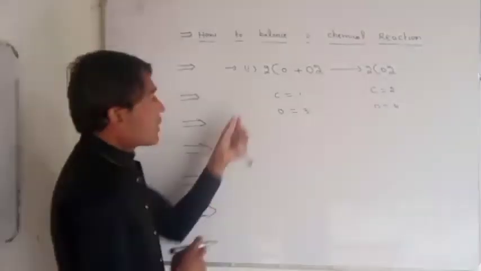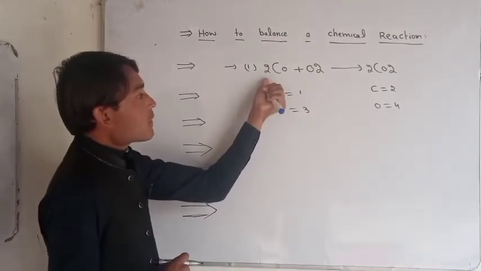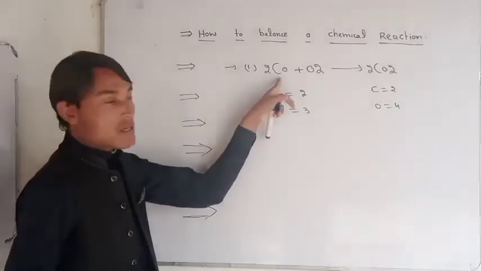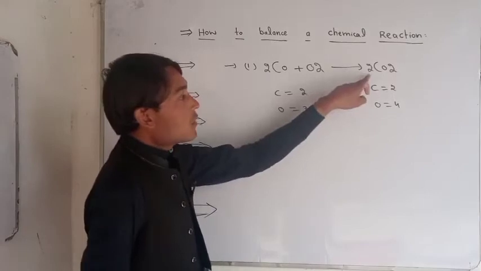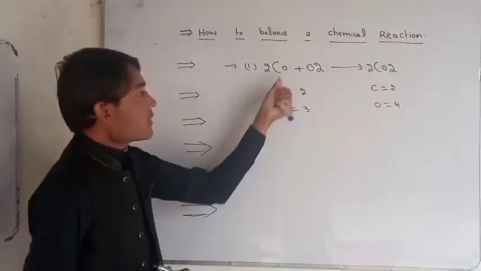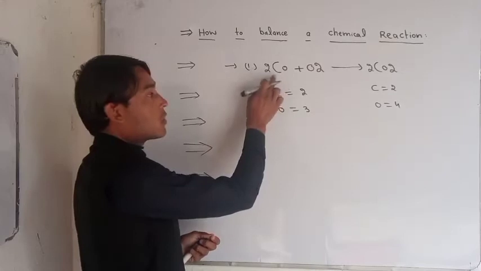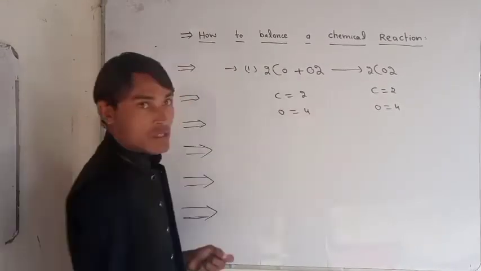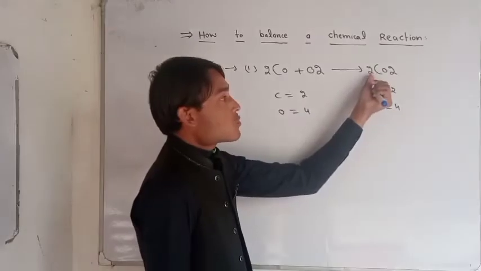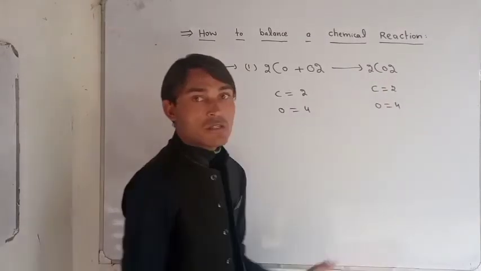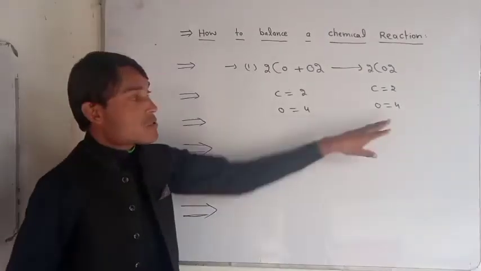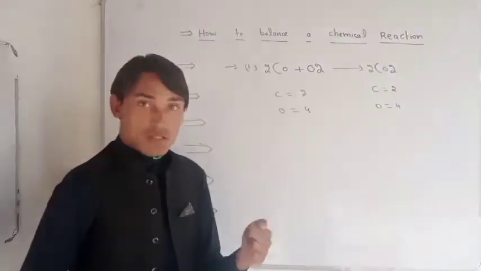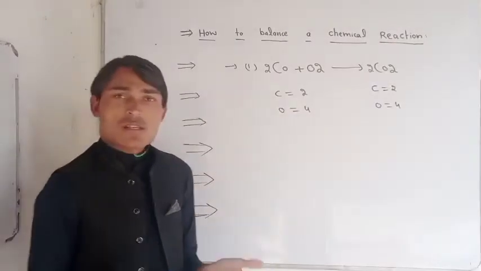Then again go back to the reaction. The number of carbon is now balanced, 2. The number of carbon on the reactant side is 2, and here the number of carbon is 2. Now let's talk about oxygen. 2 ones are 2 oxygen and 2 twos are 4, so the number of oxygen is 4. And here, 2 twos are 4, so the number of oxygen is balanced. So this is the first reaction. Here we balanced first the non-metals and then we balanced oxygen. So it's a simple reaction.